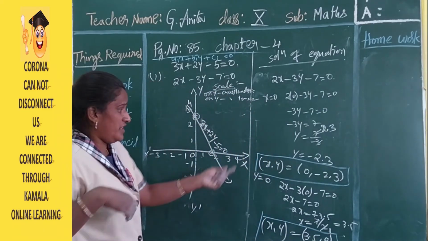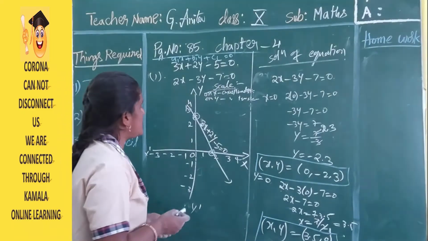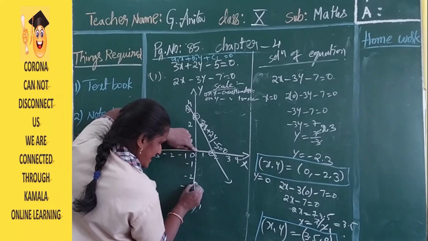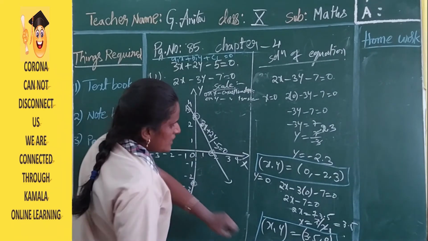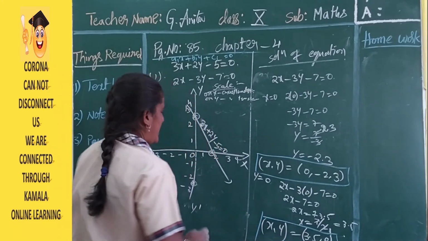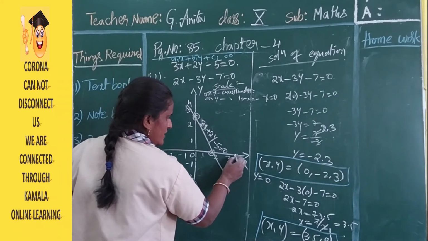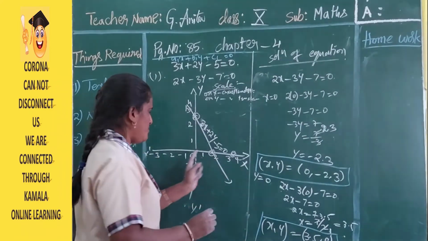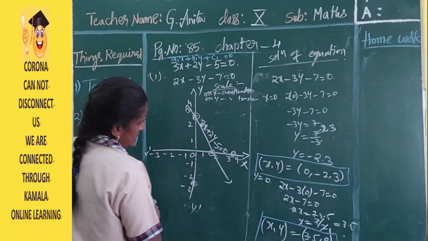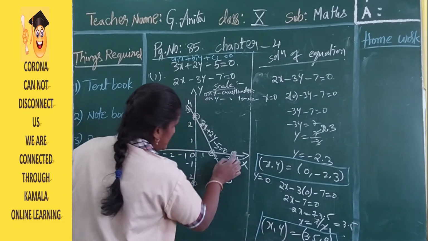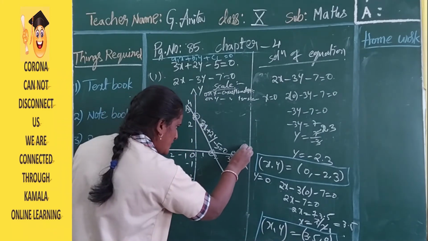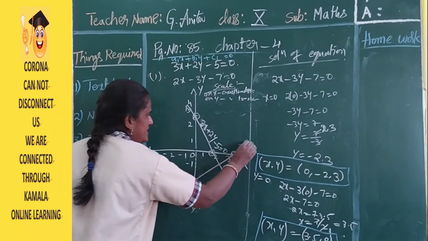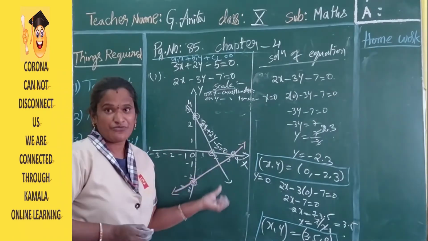So plot the graph with these 2 points. So x as 0 and y as minus 2.3, here you will get. Next, x as 3.5, y as 0, here only. So join these two points with a line. Exactly we will not get it because this is a rough graph.